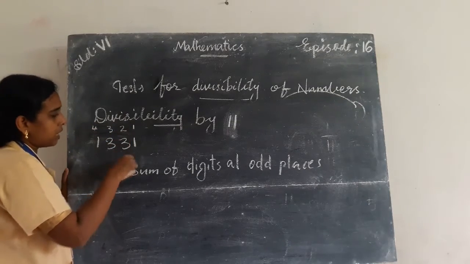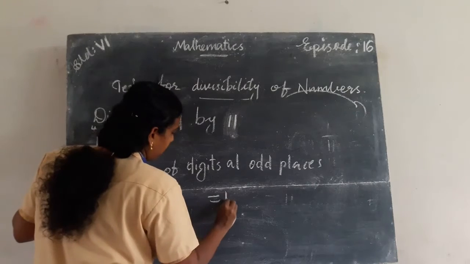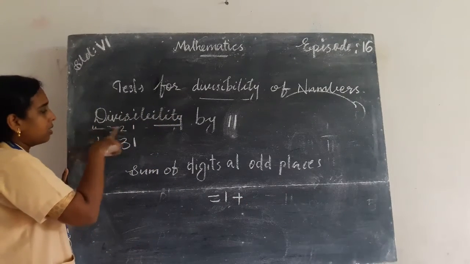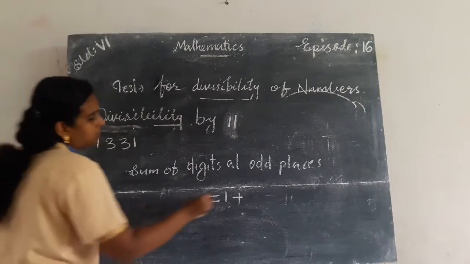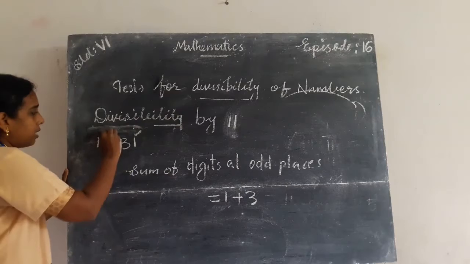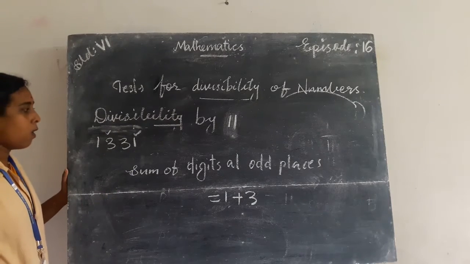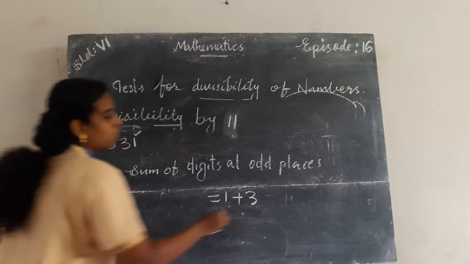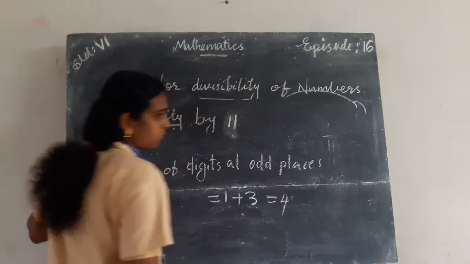So in the first position, this is 1. So 1 plus, then the next odd place is the third one. So 3 is at the third position. Here this 1 and this 3 are at odd places. So we take the sum of these two numbers. We get 1 plus 3 is equal to 4.